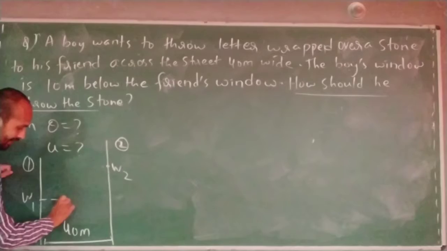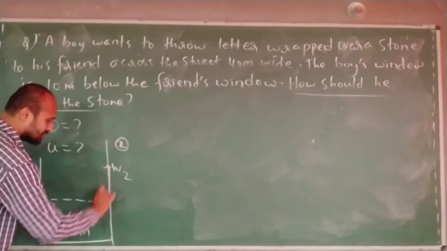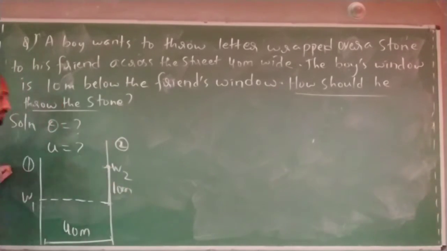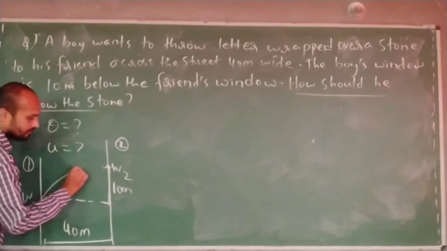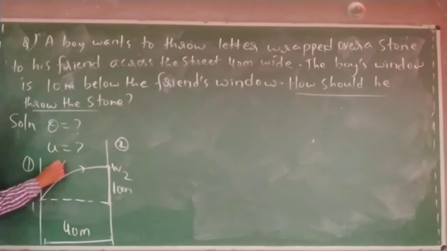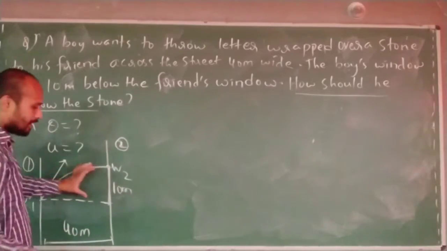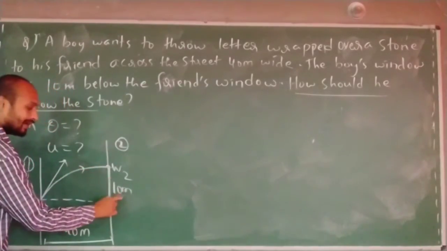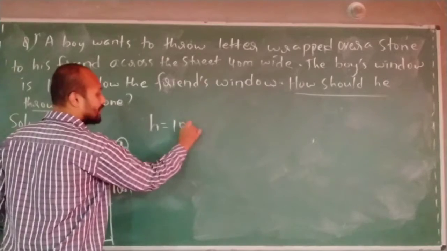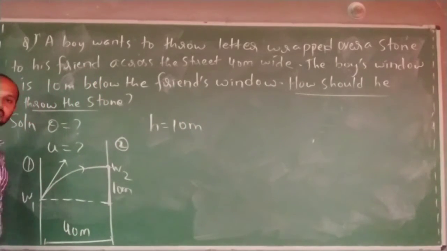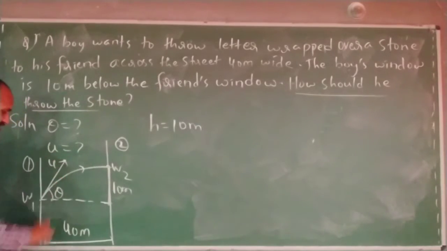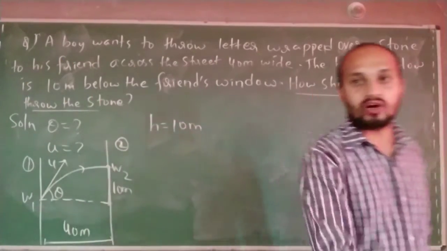If I draw one line, what is this distance? This distance is 10 meter. Correct? His window is 10 meter below. How should he throw? He should throw in such a manner that the maximum height of the projectile has to be how much? 10 meter. Do you agree? The maximum height of the projectile must be 10 meter. So this is theta, this is u.